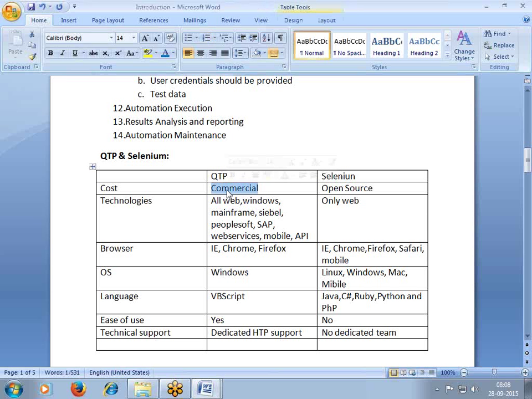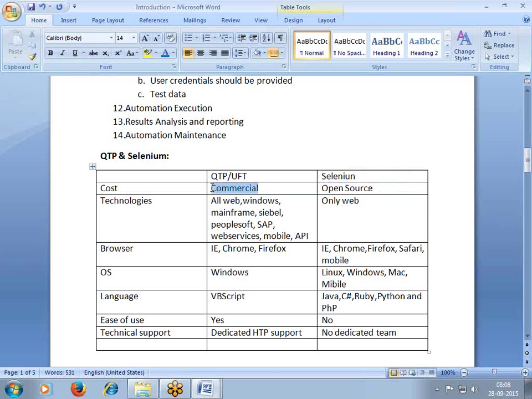QTP is a commercial tool. It is not an open source tool. We have to purchase licenses. It is a very costly tool. QTP is now called UFT. And Selenium is an open source tool. It is a free tool. So that is a big plus point in Selenium.